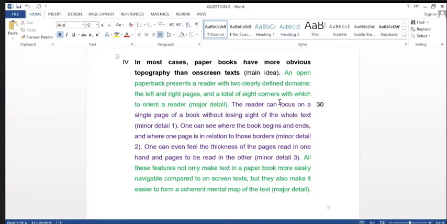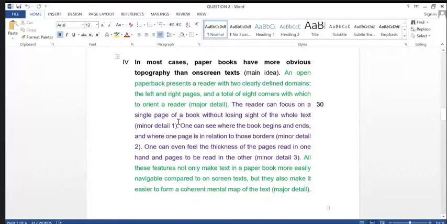Again, if you find a word you do not know, for example, orient in this particular sentence, what could it mean? Find out. So this is the obvious topography of a book that they are trying to talk about. The purple colored sentences are what I have labeled as minor detail 1, 2, as well as 3. Why? You can see that the content of these sentences further explains the advantage or the usage of this domain, the left and right, and the 8 corners.